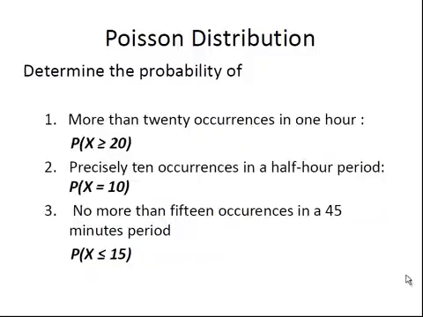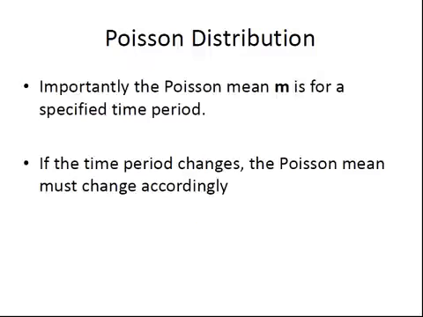I'll just get into more detail here. What we have to do is determine the probability of more than 20 occurrences in 1 hour, precisely 10 occurrences in a half-hour period, and no more than 15 occurrences in a 45-minute period. So the probability of x greater than or equal to 20, the probability of x equal to 10, and the probability of x less than or equal to 15. Now the wording there is very important. Importantly, the Poisson mean m is for a specified time period. So if the time period changes, then the Poisson mean must change accordingly.